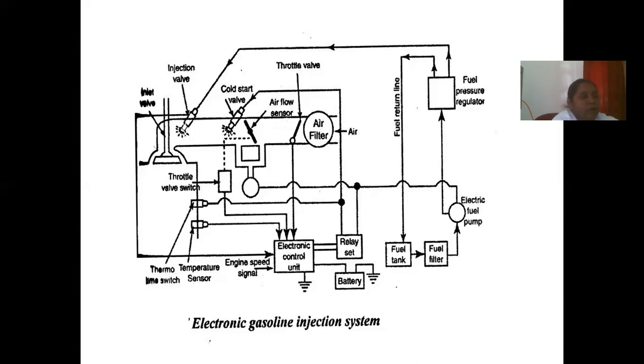The next one is the electronic control unit. It is the heart of the fuel injection system. It consists of a computer which takes information from sensors and controls the amount of fuel injected by operating the injector for just the right amount of time.